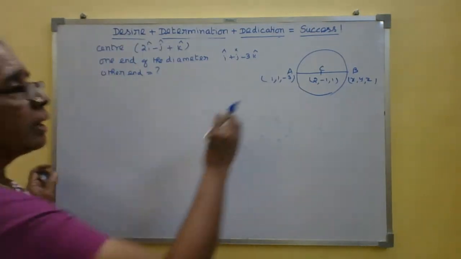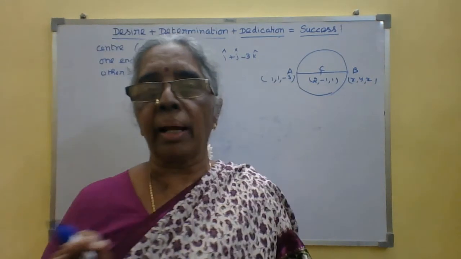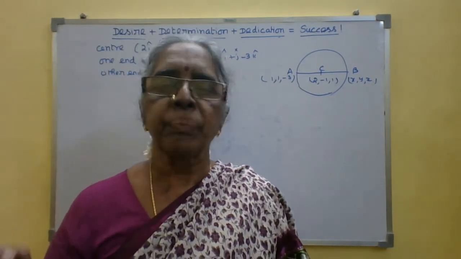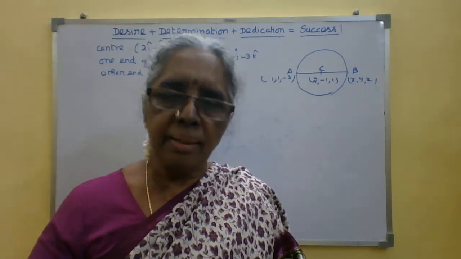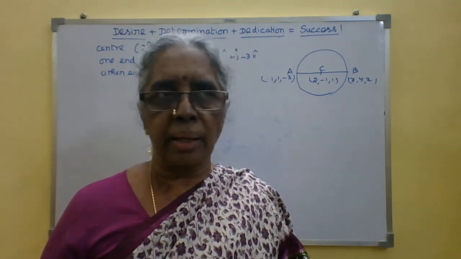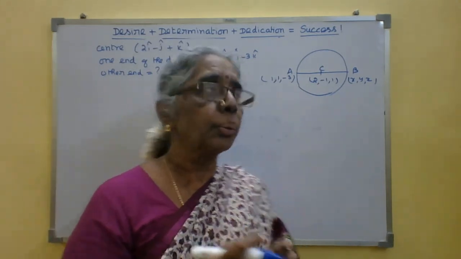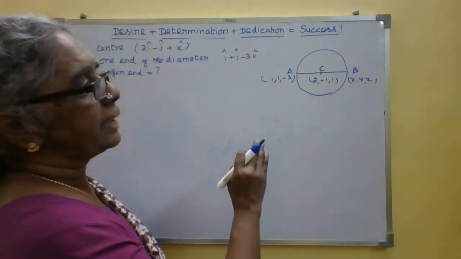So now here you have to use the midpoint formula. You know the midpoint formula, right? (x1 plus x2) by 2, (y1 plus y2) by 2, (z1 plus z2) by 2. If you are going the vector way, you can use that also: (a vector plus b vector) by 2. Whichever is easier for you, you can use. I am using now the Cartesian way.